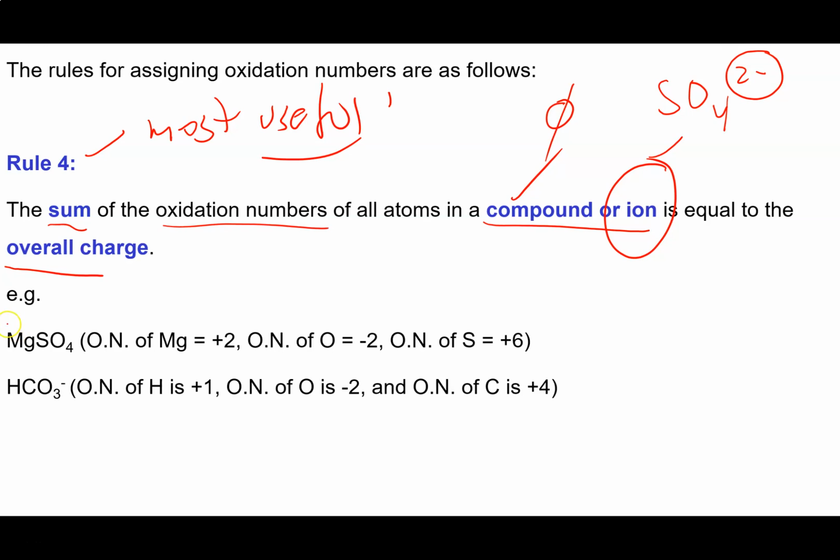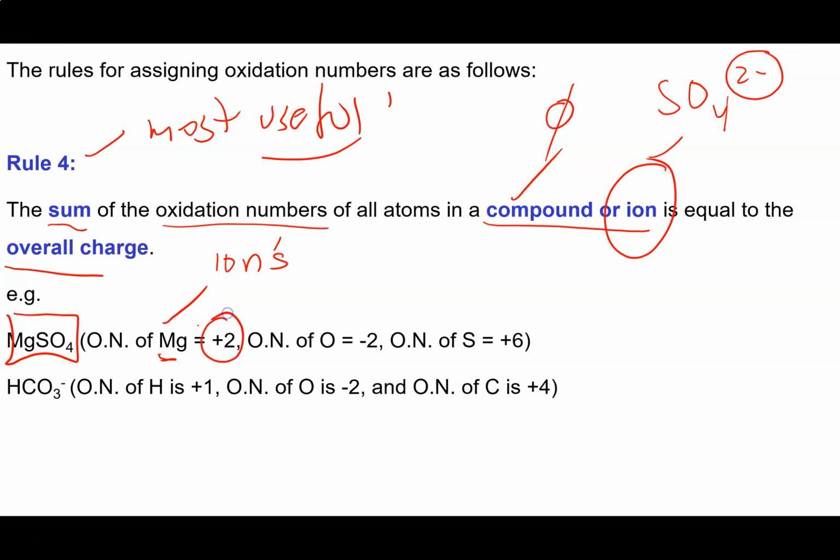So if we have this compound here, magnesium sulfate, we know that the sum of all of the oxidation numbers has to add up to 0 because this is a compound. Now magnesium is a metal, and metals are always present as ions. And magnesium is in group 2A, so it always forms a +2 ion. And for ions, the charge is equal to the oxidation number.